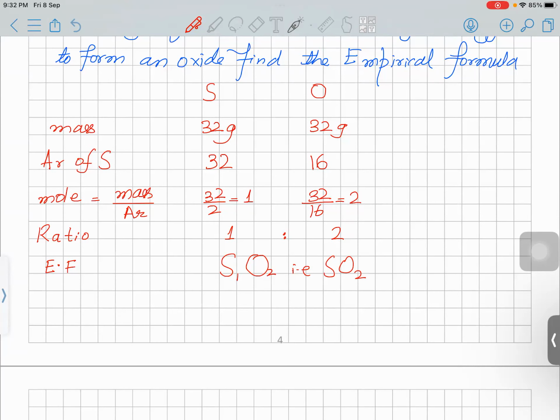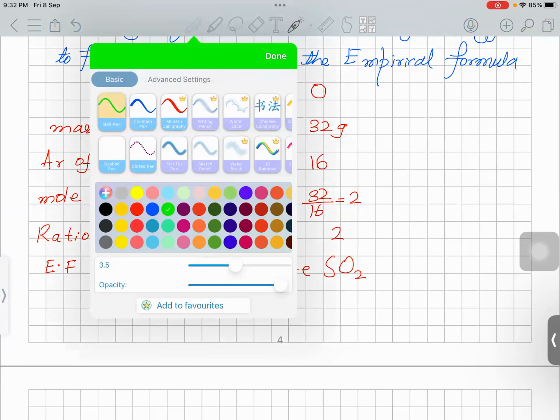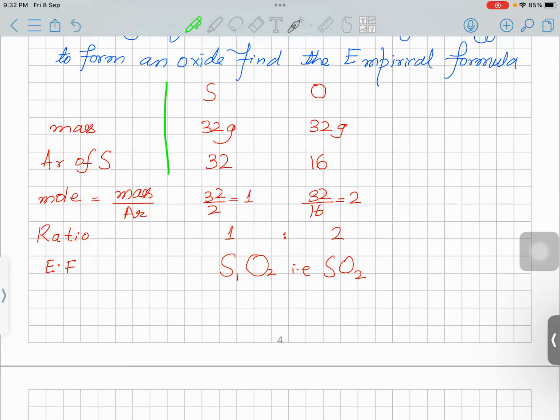Are you getting my point or not? Beta, are you listening my voice? Sir, what is the last one? So when you find the ratio 1:2, then the empirical formula is SO2. So we will do more questions.